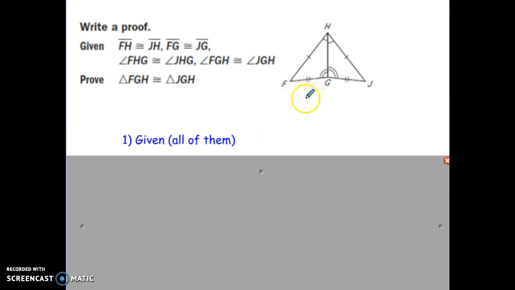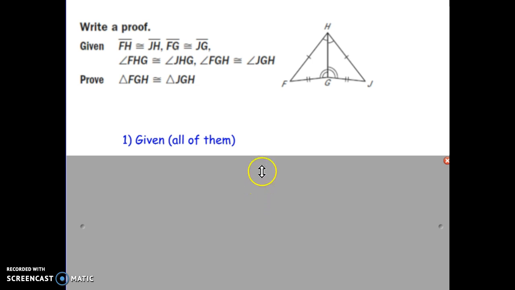You've got FH is congruent to JH. You've got that FG is congruent to JG. You've got that angle FHG is congruent to angle JHG. You've got that angle FGH is congruent to angle JGH. So we know that they're all given.